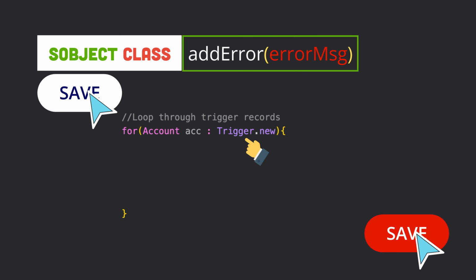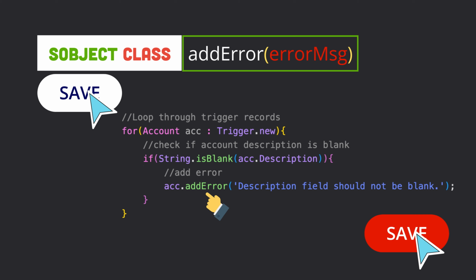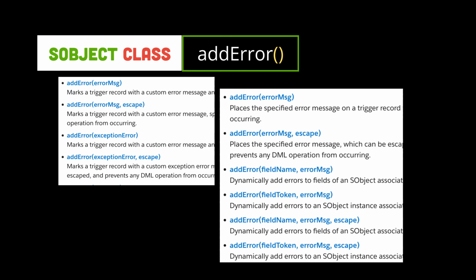First things first, we loop through all the records using the Trigger.new context variable. Thereafter, we check if the description field is blank. If so, we use the addError method on the current looping account record and pass the error message. Check out the documentation page for more use cases on the addError method.